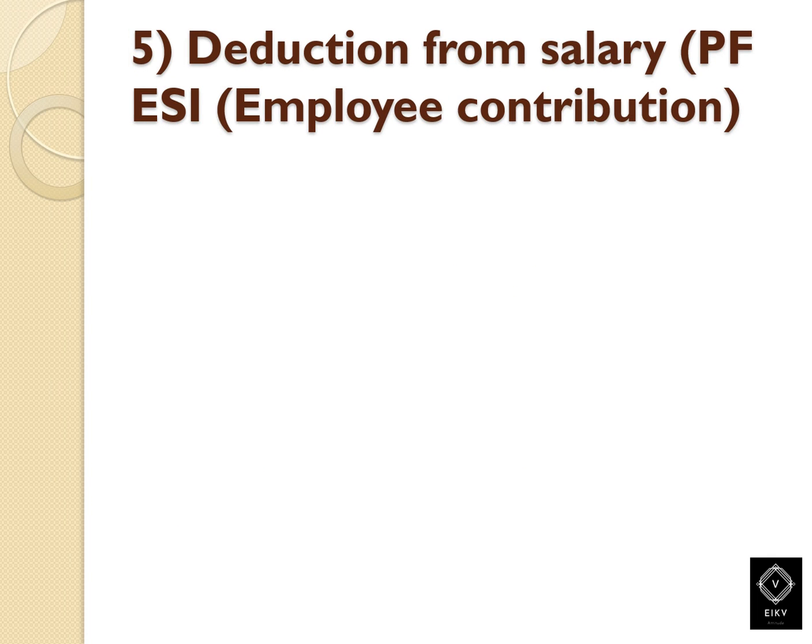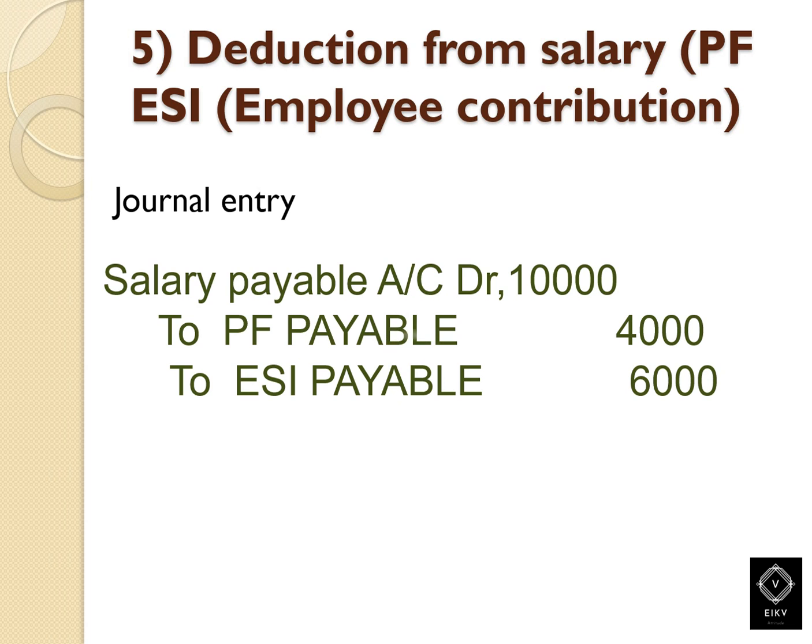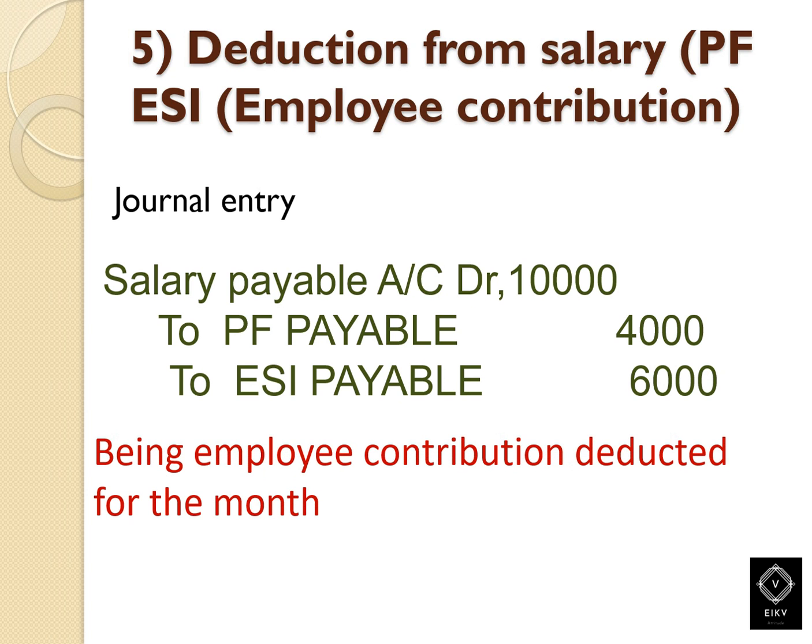Now the fifth transaction, deductions from salary, PF and ESI, which is an employee contribution. In terms of employee contribution, the entry will be salary payable account 10,000 to PF payable account and ESI payable account. Salary payable is a liability account, right? When we debit the salary payable, the amount of rupees 10,000 will be deducted from salary payable, because it is a current liability.